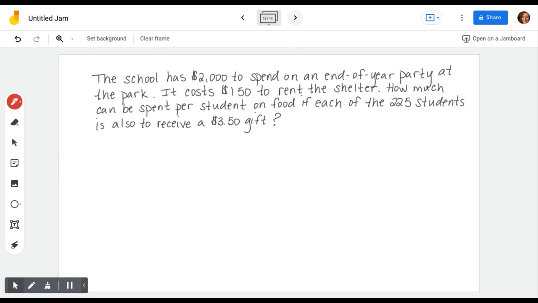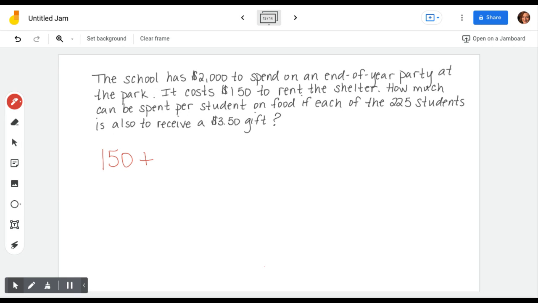Last one. The school has $2,000 to spend on an end-of-year party at the park. It costs $150 to rent the shelter. How much can be spent per student on food if each of the 225 students is also to receive a $3.50 gift? Okay, so here's what we know. We have to pay $150 for that shelter so that we have our space to decorate and set up and everything.